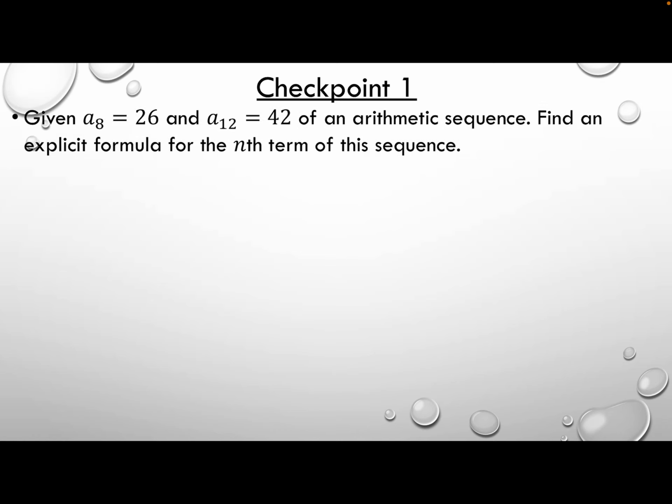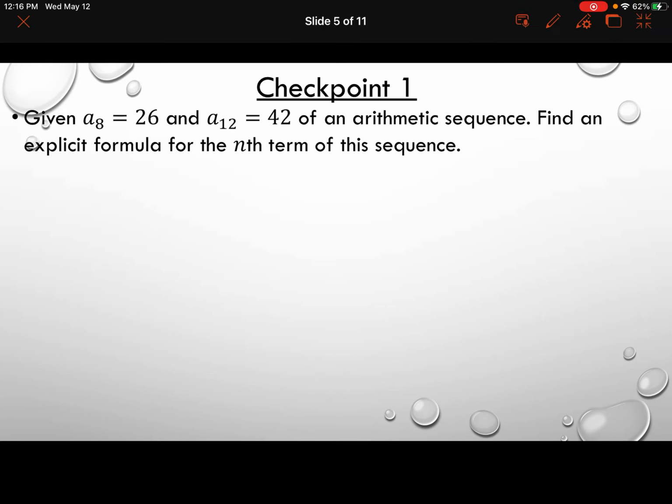So this next problem I want you to do on your own. So this checkpoint 1 problem I want you to do on your own. So it's just like the previous one, except now they give you the 8th and the 12th term, but the idea is still the same. All right? So this one on your own.